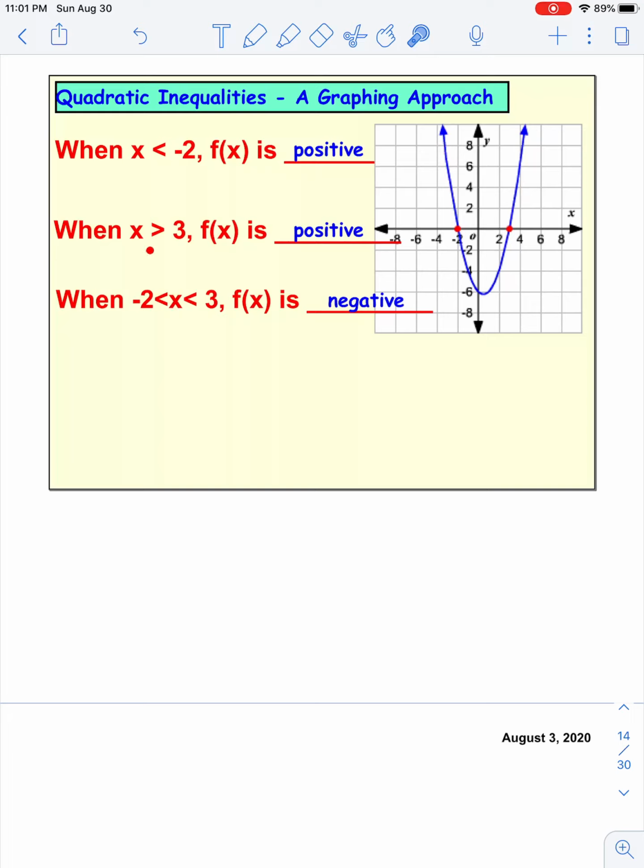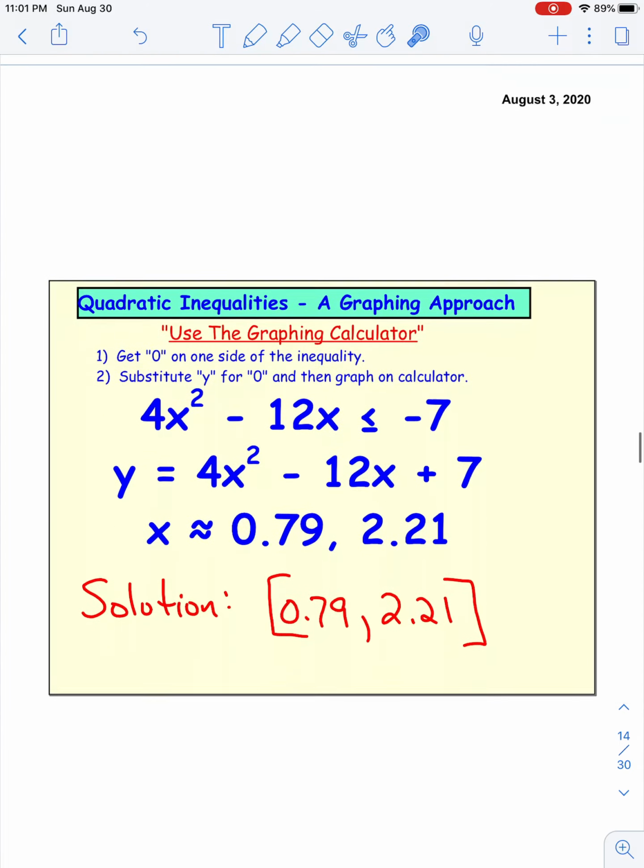So when x is less than -2, this function is greater than 0. It's positive. When x is greater than 3, the function value, or the y value, f of x, whatever you want to call it, the height of the function, it's positive. Now, in between -2 and +3, f of x, the output of the function, is negative. It's less than 0. Okay, so that's what we're going to be looking at.